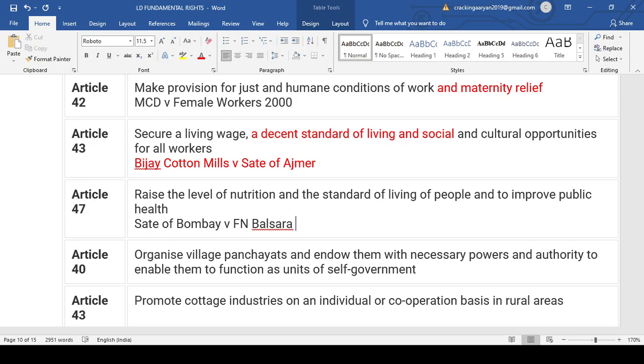The Supreme Court stated that this is a directive that the state should endeavor to bring about prohibition of consumption of intoxicating drink except for the medical purpose. It was in this case that the Supreme Court told that except for the medical purpose, the state should endeavor to prohibit. Now that is the thing, guys. See, Article 47 is a directive principle of state policy, so it cannot be enforced.